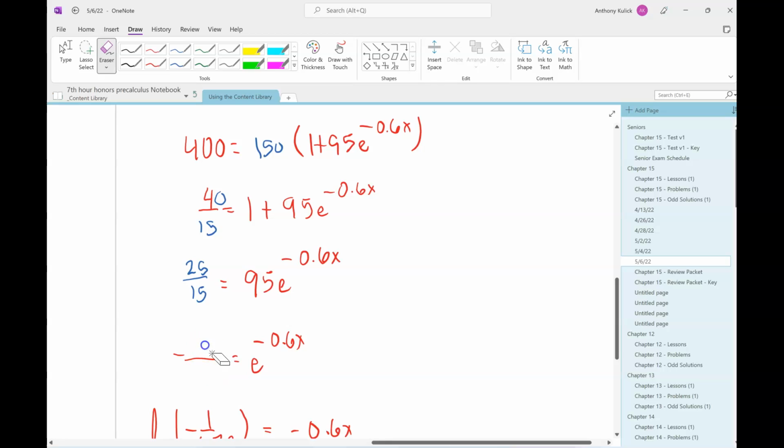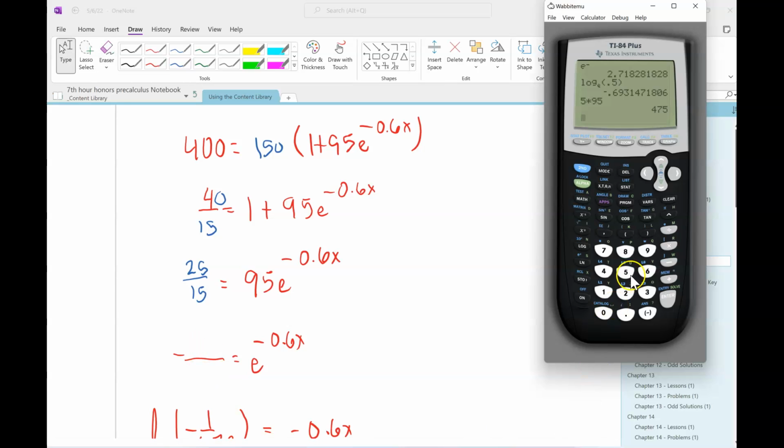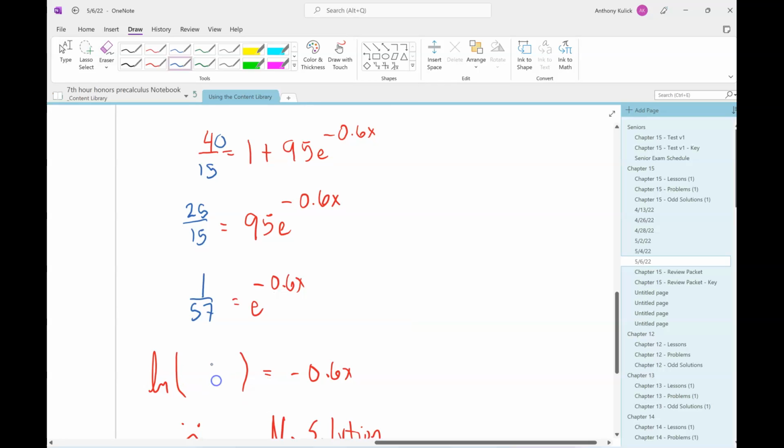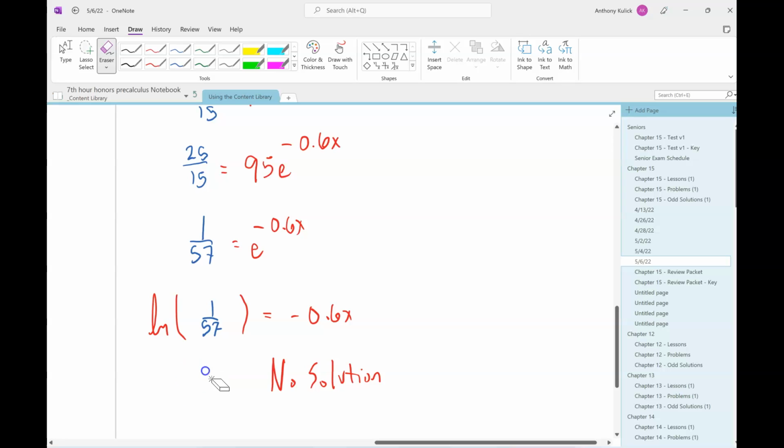And then it's calculator time for me, my friends. 1 over 57 positive. Sorry about that, Jacob. It's a good thing we checked though, huh? To make sure.